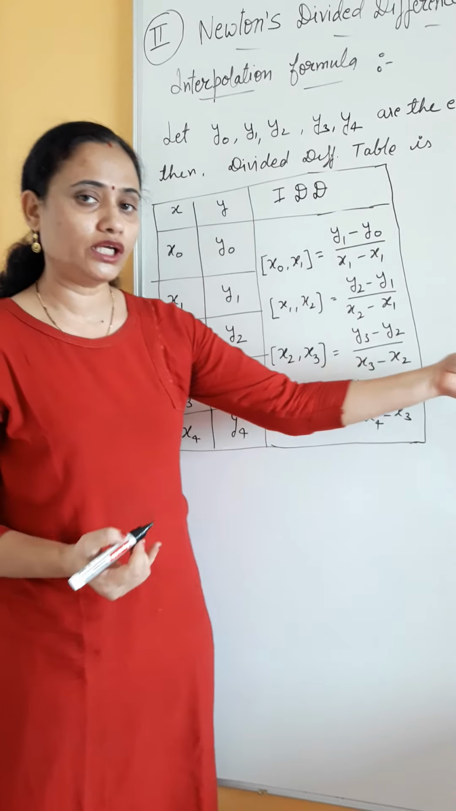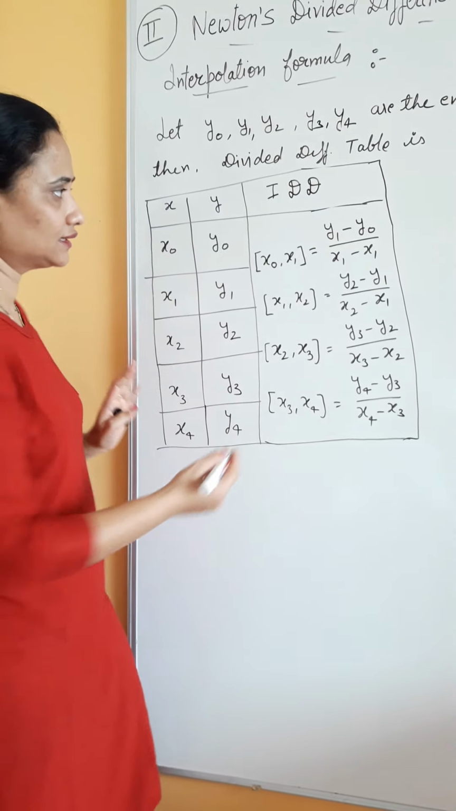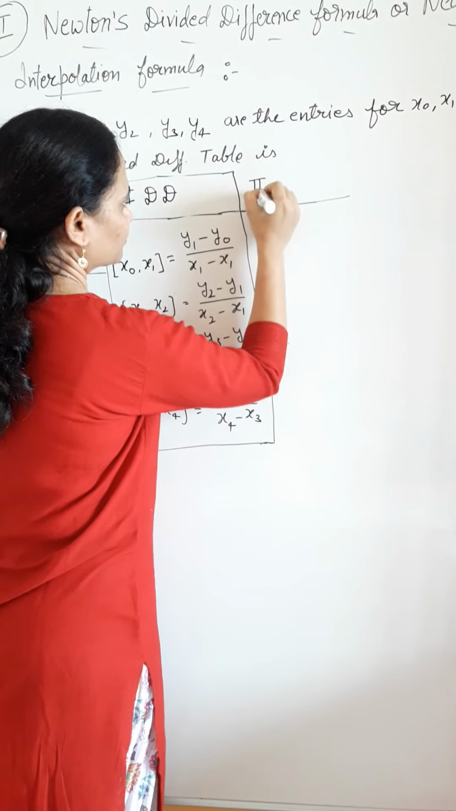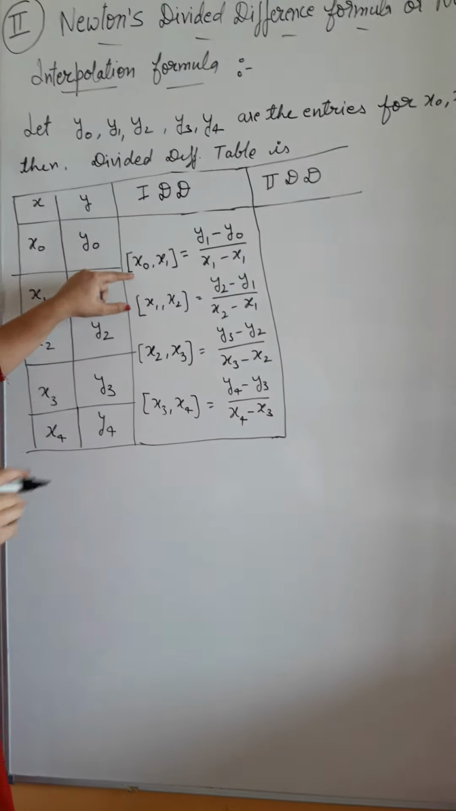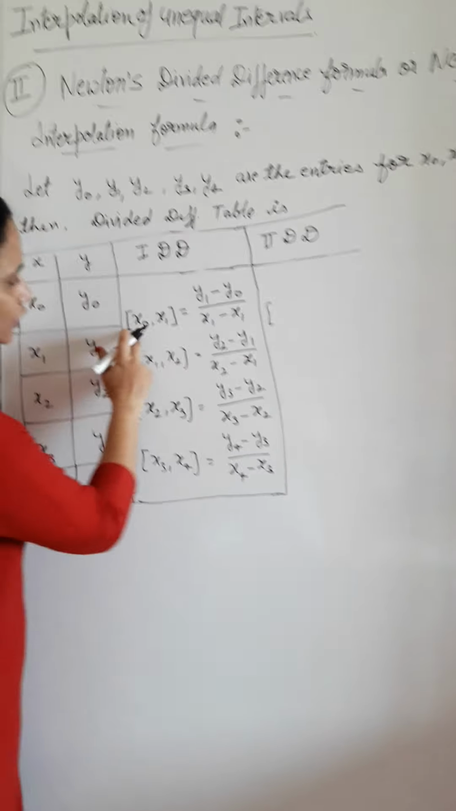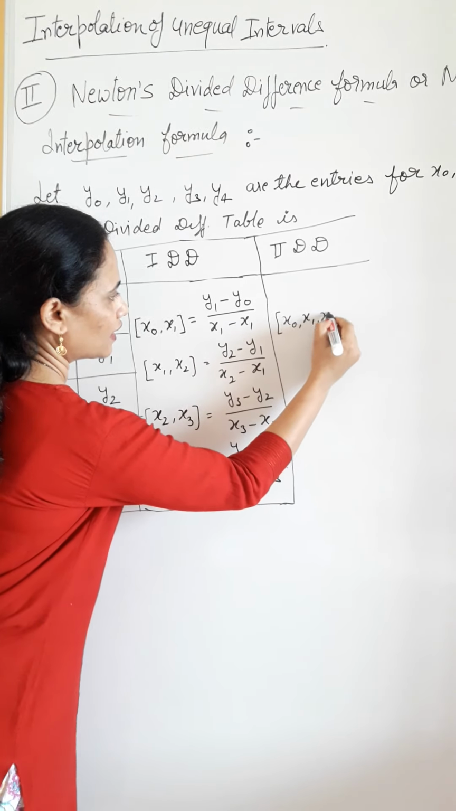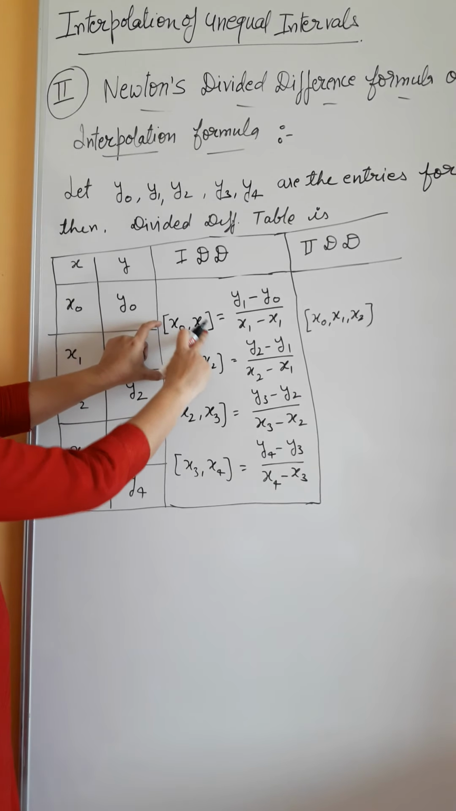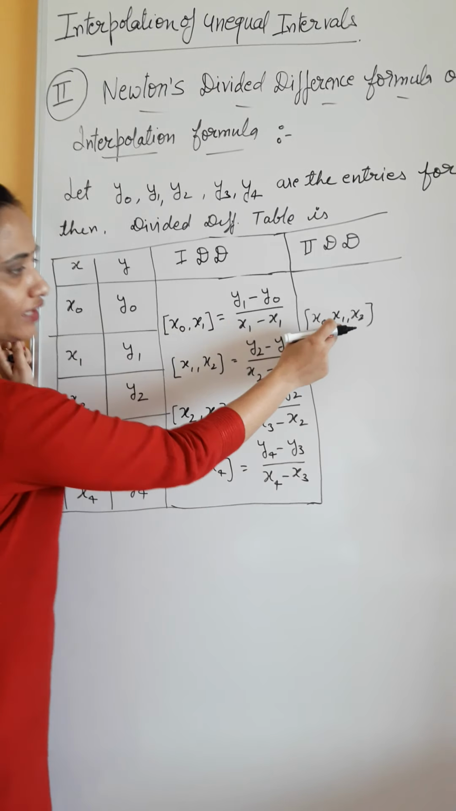Now up to when do we have to keep going? Till the time our table terminates or we get constant values. That concept remains the same. Now we have to calculate the second divided difference. Here you listen carefully. The second divided difference is denoted by [x0, x1, x2]. x1 is already taken, so we have written it only one time.